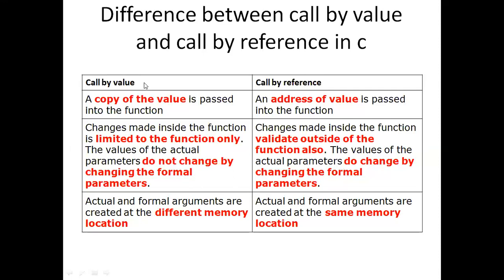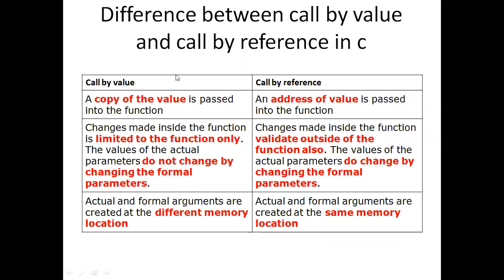In call by value, the memory inside the sum method is different and the memory inside the main method is different, so actual and formal arguments have different memory locations. Whereas in call by reference, actual and formal arguments have the same memory location. These are the differences between call by value and call by reference.